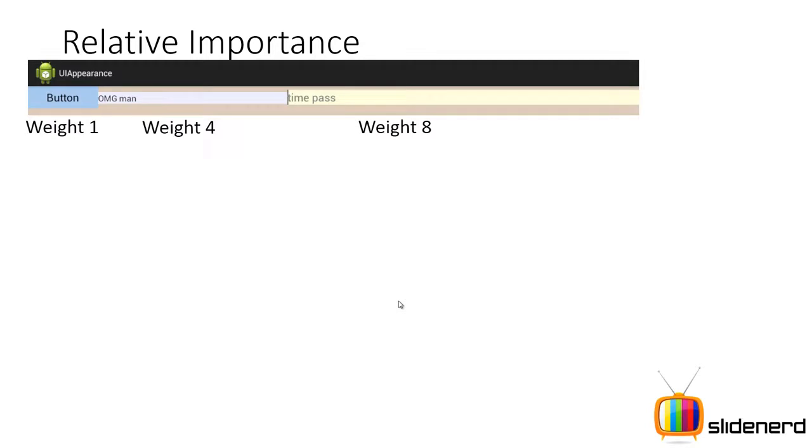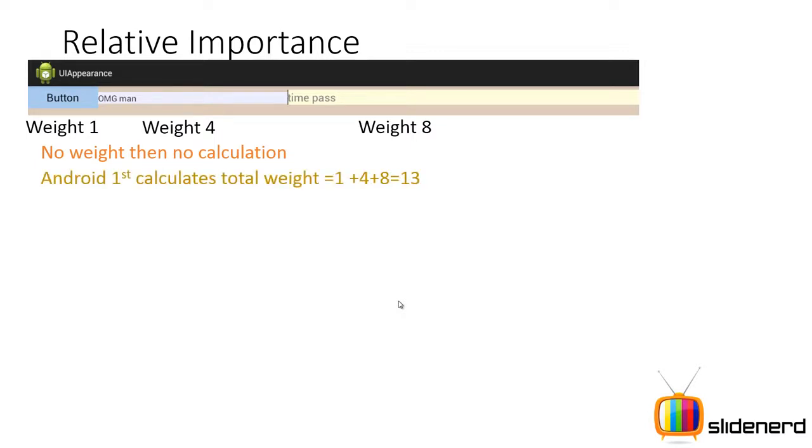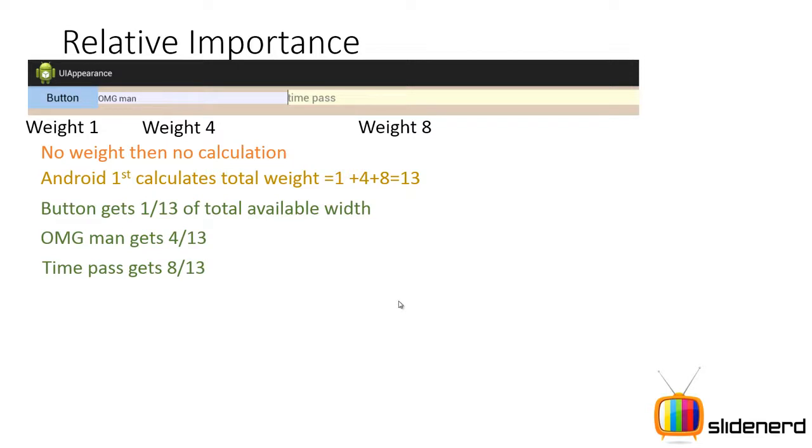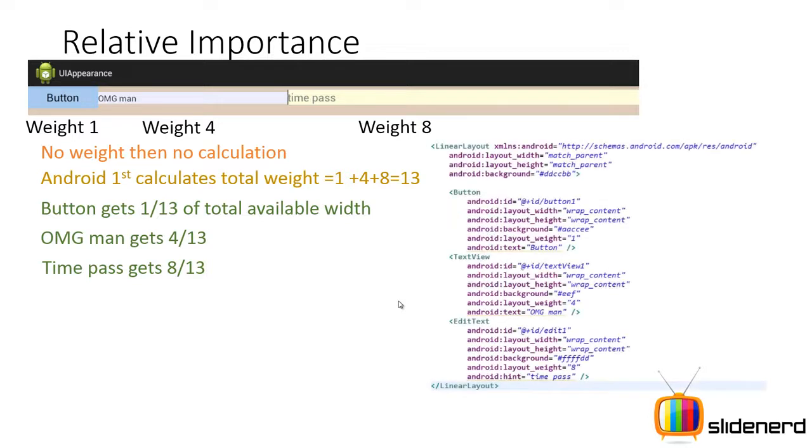When you have a user interface like this, for all those views that do not use a layout weight, they don't form a part of the calculation. Now let me show you what calculation actually occurs. Android first calculates the total weight: 1 plus 4 plus 8 equals 13. The button gets 1/13 of the total remaining space, "oh my god man" gets 4/13, and time pass gets 8/13. Simple ratio calculations for each user interface component.